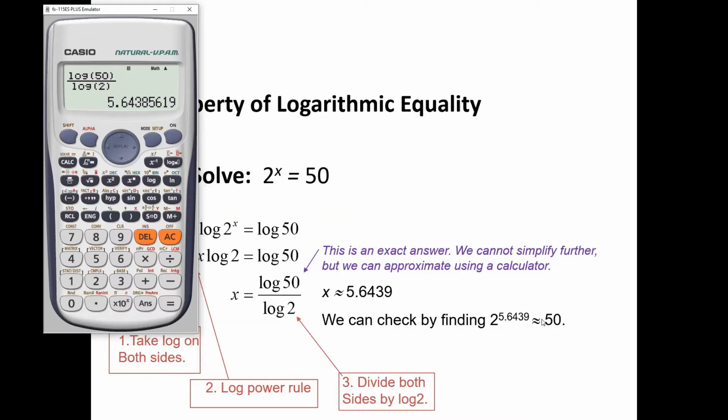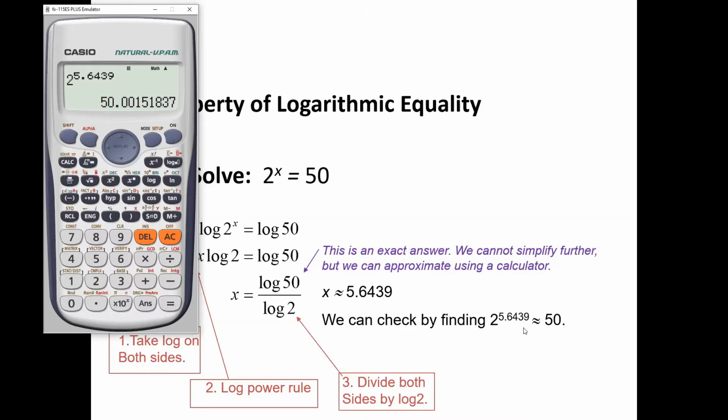Now, you can check this by using this problem right here and seeing if it's correct. Well, let's do that. 2 to the power of 5.6439 equals, rounds off to 50. And that's why we say it's approximate.